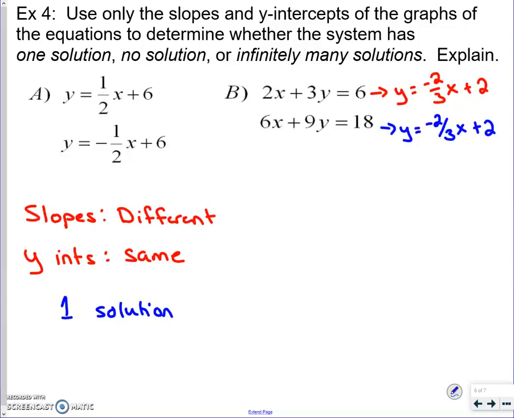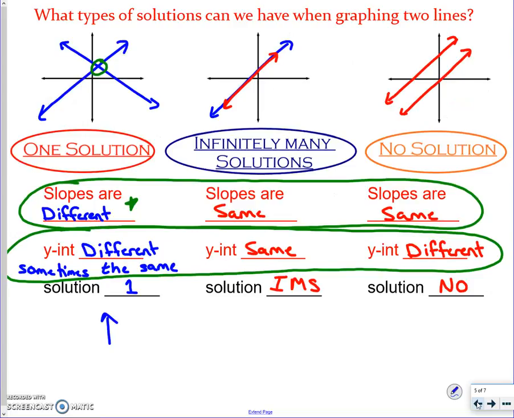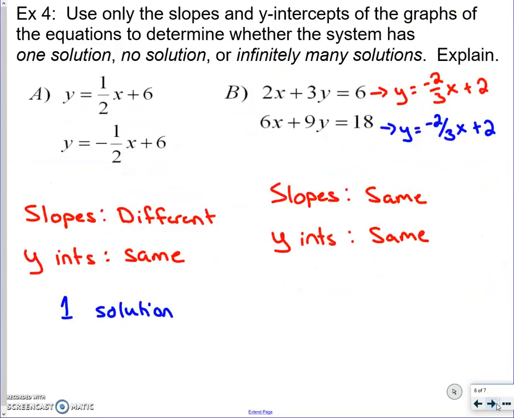So when we look at these, we should notice slopes are the same. Also, the y-intercepts are the same. So which combination has the same on both? So we go back and we can see the only one that has the same on both is infinite many solutions here in the middle. So even though we have not graphed this yet, we can tell that this answer is going to be infinite many solutions.